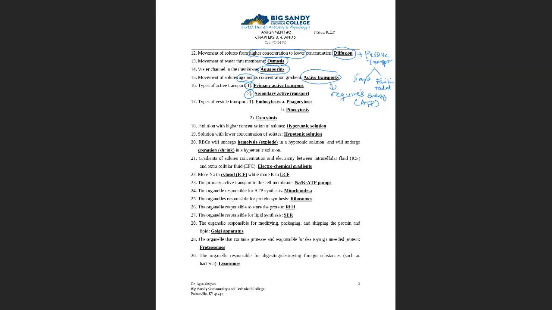For vesicle transport, the one using vesicles, there are two types. If it enters into the cell, it's called endocytosis. Endo means enter, into the cell. If it exits from the cell, it's called exocytosis. Exo means exit. So easy.